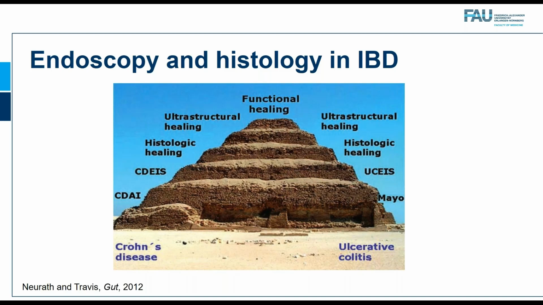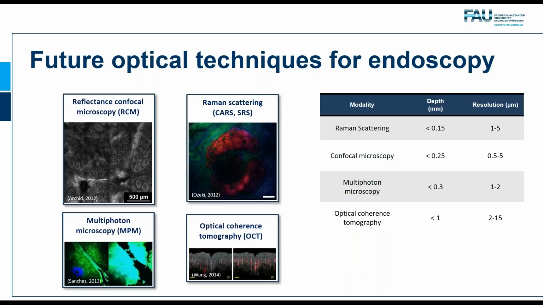And maybe at some time it will even move on to ultrastructural healing or functional healing. This is something that's not being done at the moment, but it's under research. Therefore we also hope to refine the imaging methods that we can use to get even more precise information, maybe even in vivo or during endoscopy. There have been several techniques developed for clinical usage in recent years. Some of them have already been tested for use in IBD patients, for instance Raman scattering, confocal microscopy, multiphoton microscopy, or optical coherence tomography.